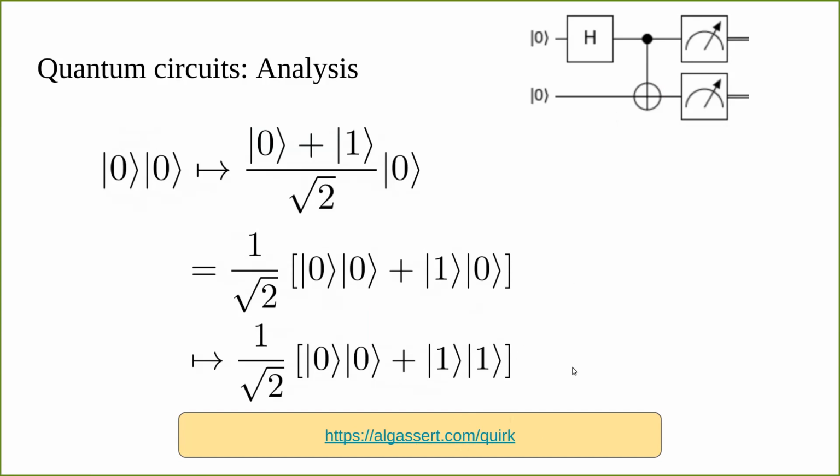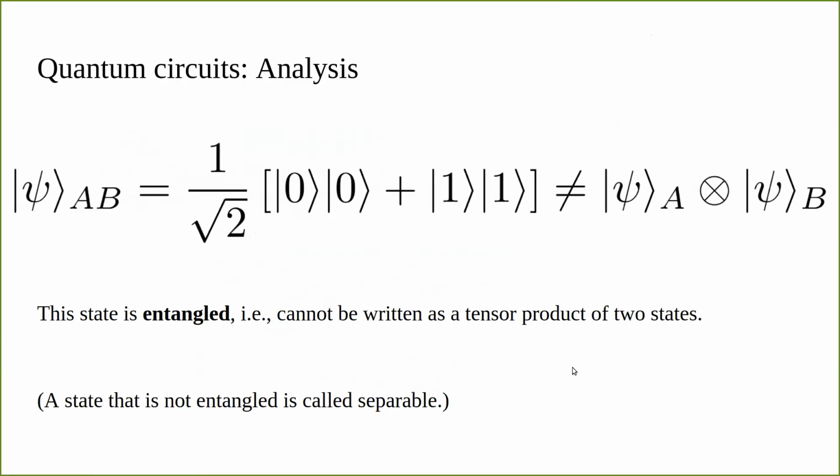Okay, but back to this state, it's an entangled state. So what does that mean? Here's just a copy of the state. We're thinking of it as a joint state on Alice and Bob's qubits. And I claim that this cannot be written as a tensor product of two individual states. So it cannot be written as some state of Alice's qubit, tensor product, some state of Bob's qubit. And this is true, you can prove it. I won't do it now, but whenever this happens, we say that the state is entangled.